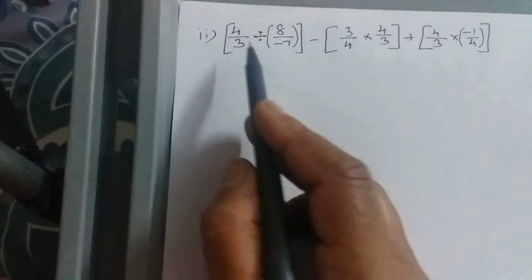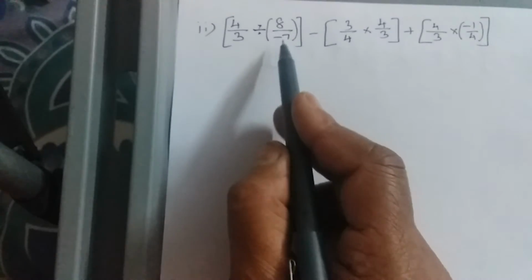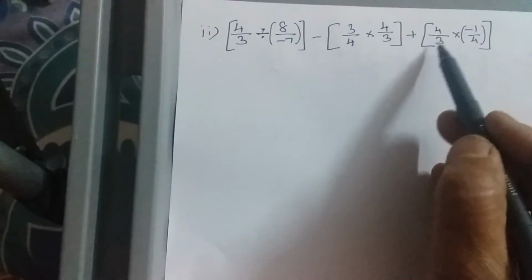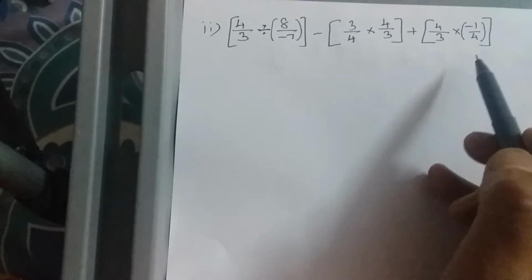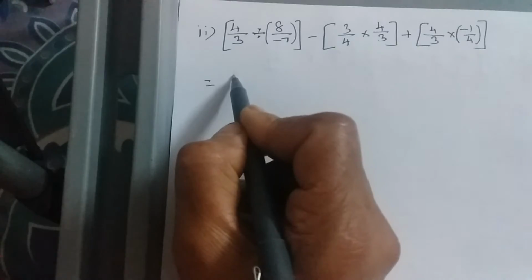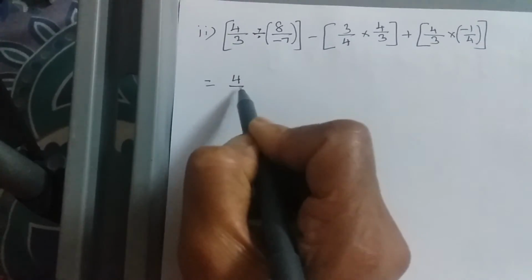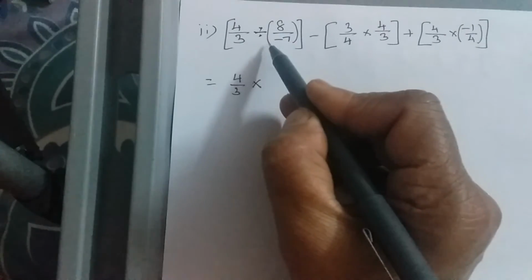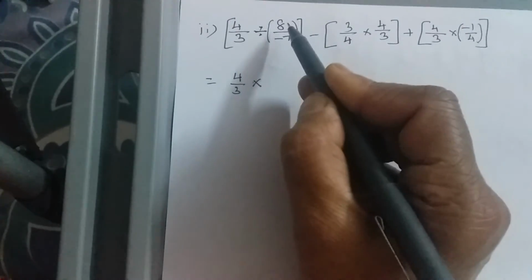Now question number 2 we'll see. It is 4 by 3 divided by 8 by minus 7, minus 3 by 4 into 4 by 3, plus 4 by 3 into minus 1 by 4. So let us do the first bracket. It is division. So what is the rule for division? 4 by 3. Change division into multiplication. Write the reciprocal of the second rational number.